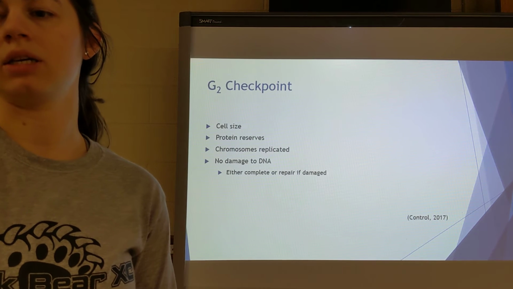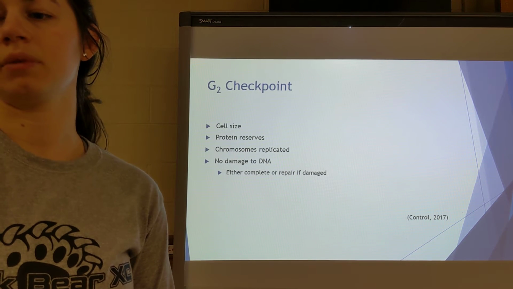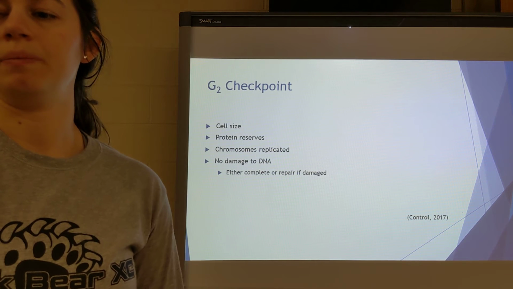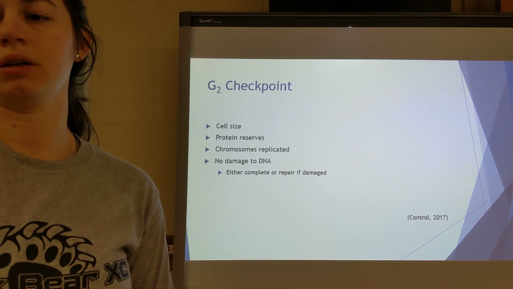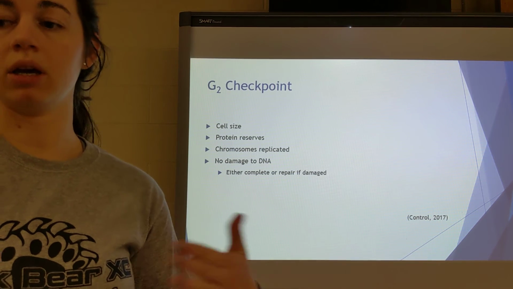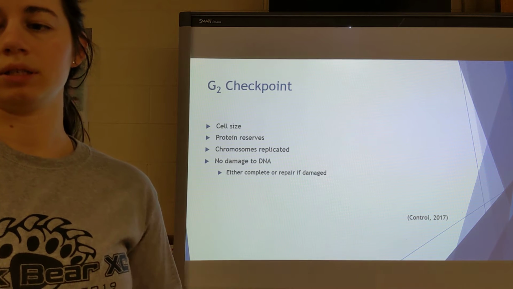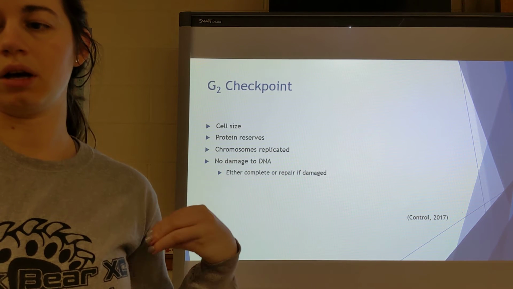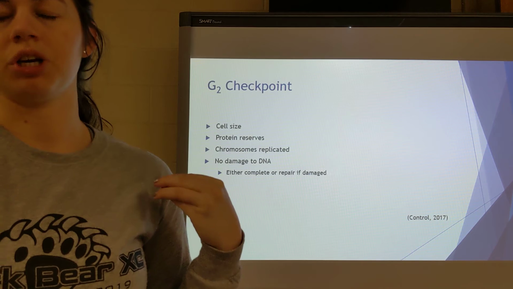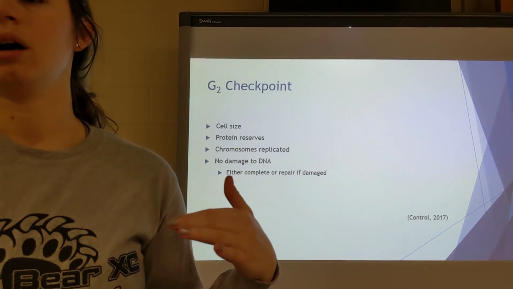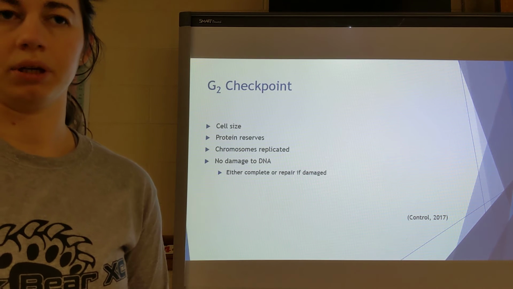If not, then the chromosomes and DNA don't check out. There must be exact replicas of these in order to go through this check. So it's checking the size and how much protein reserves it has. It's also checking if the DNA and the chromosomes are exact replicas, so it can move on to that next phase.